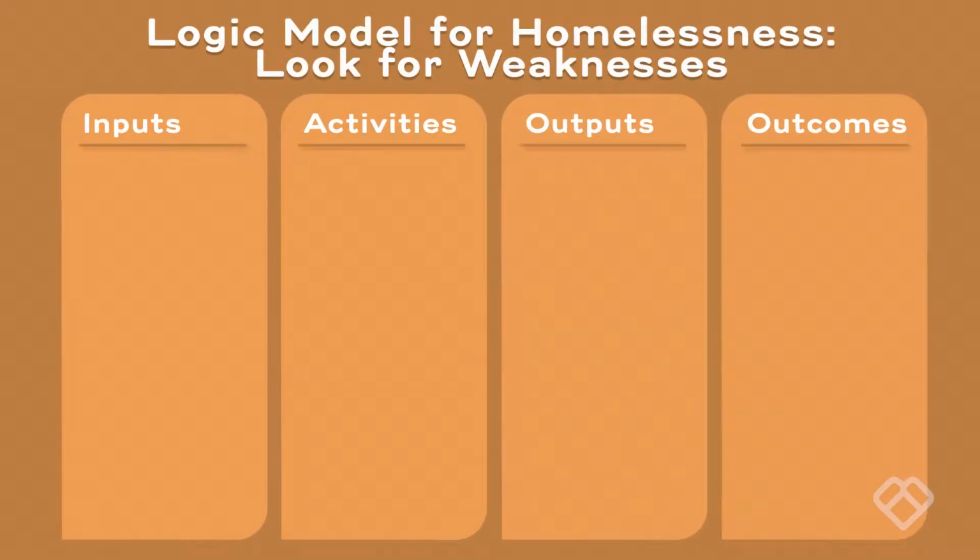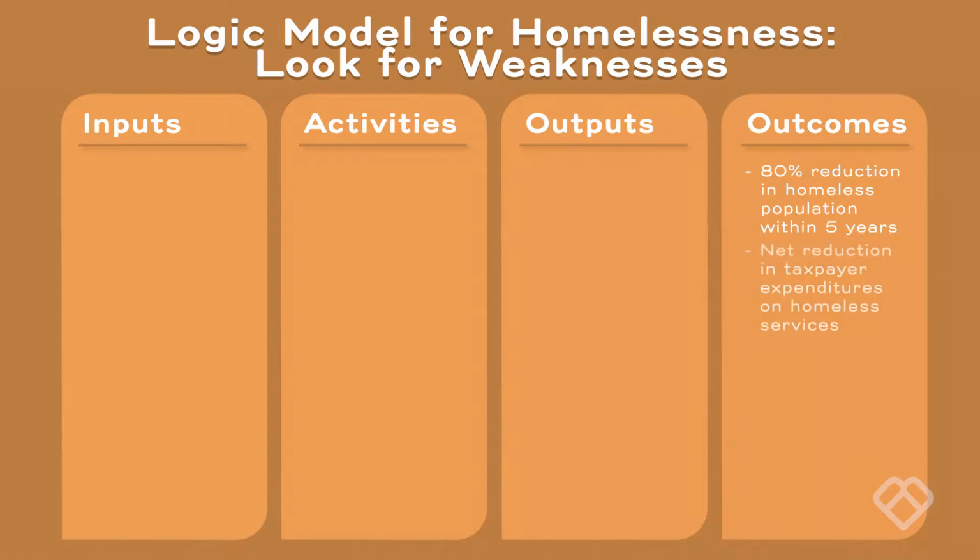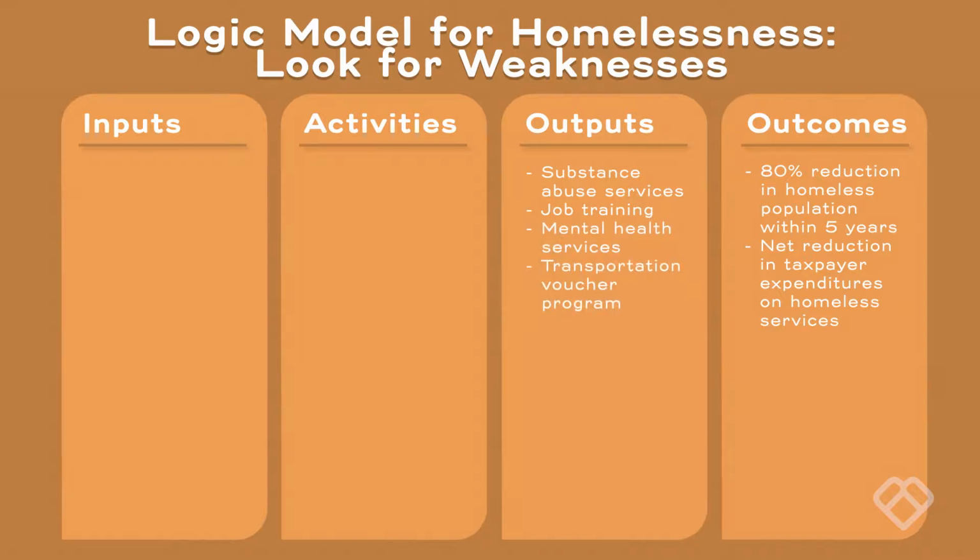I'm showing you here a very basic logic model, and I'd just like you to take a look at the relationship between outputs and outcomes. You'll see that the outcomes here are an 80% reduction in the homeless population within 5 years and a net reduction in taxpayer expenditures on homeless services. Take a look at the outputs. We're providing services to reduce substance abuse, job training, mental health service, transportation voucher program, and a few other services.